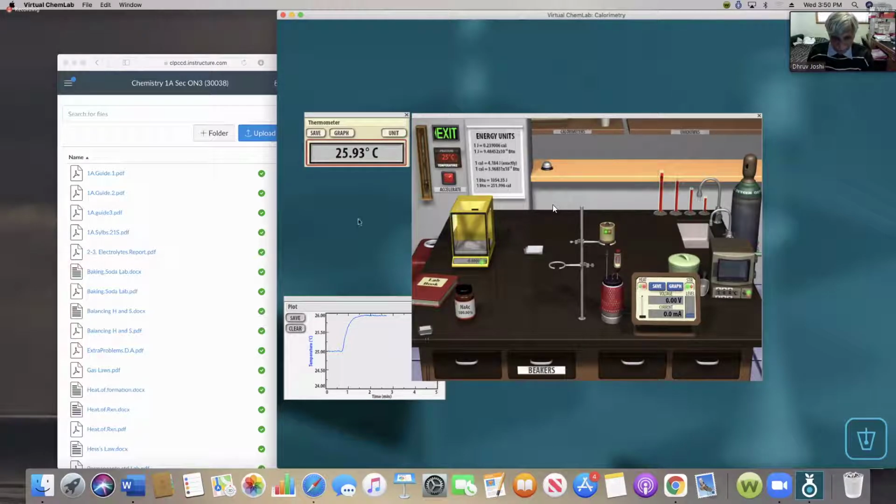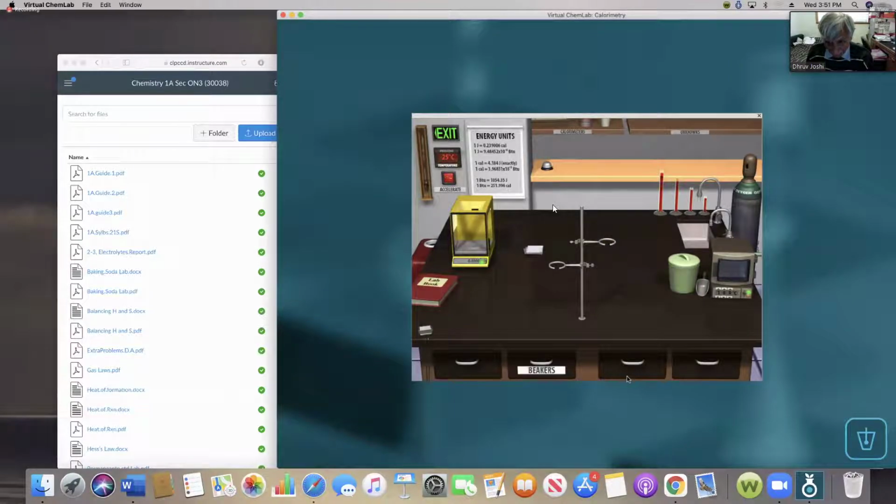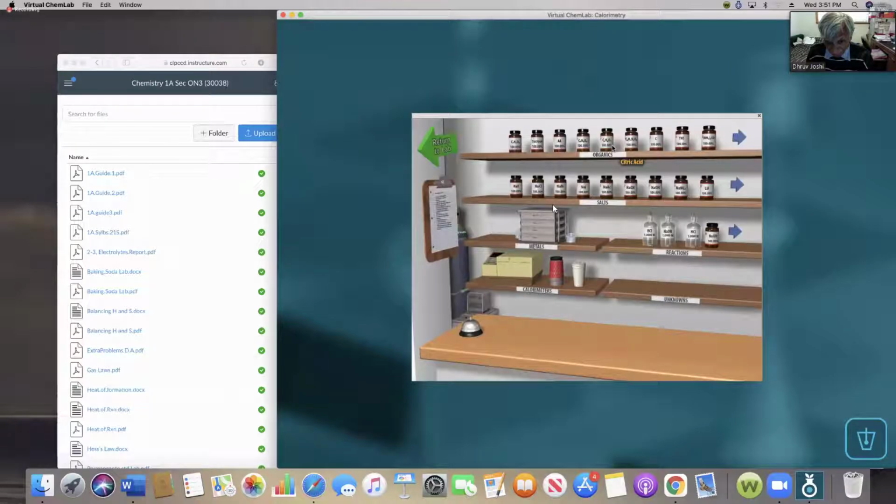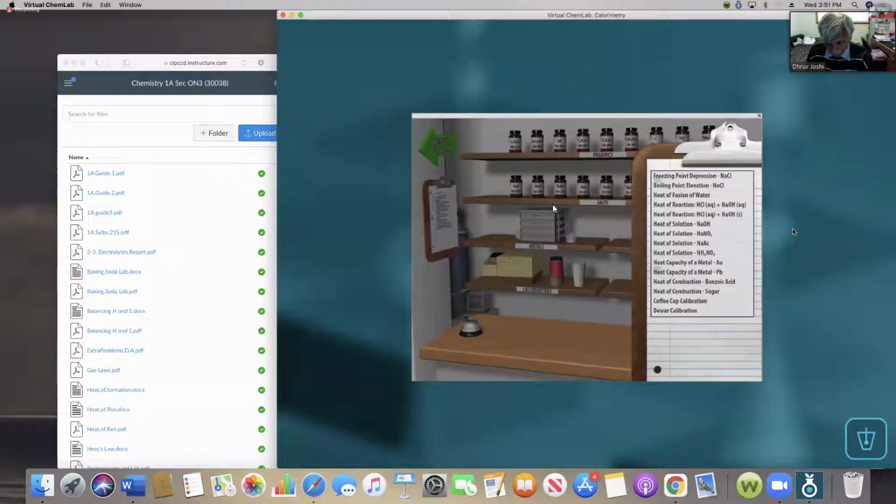I guess that's it. 25.96. Okay, we're gonna dump it. There is our thing dumped. Now we go back over here. We check over here. We did AC.